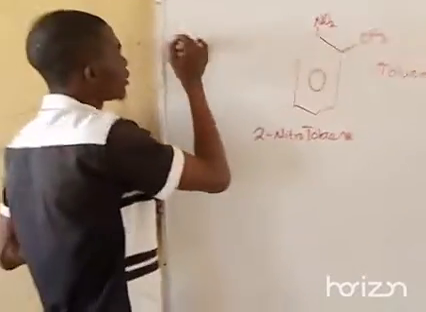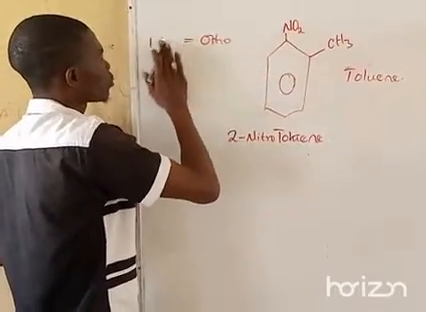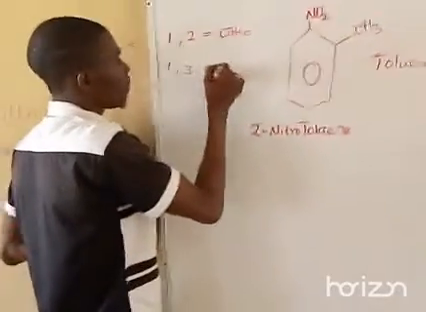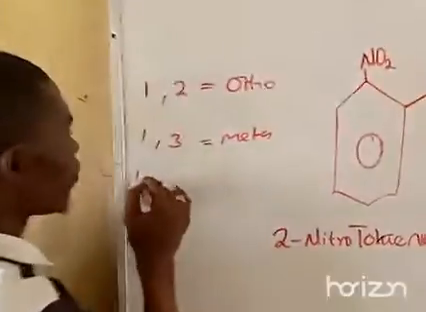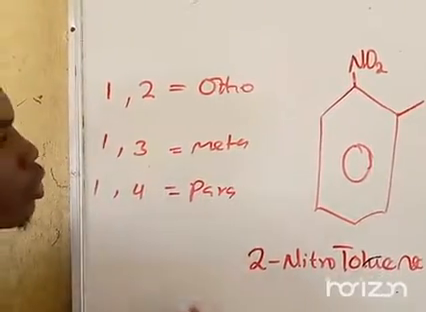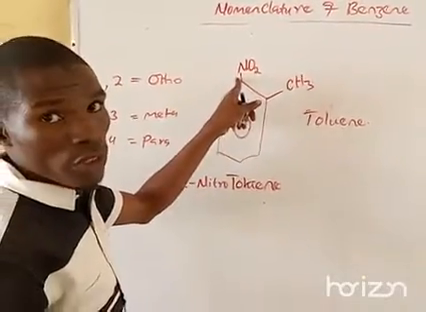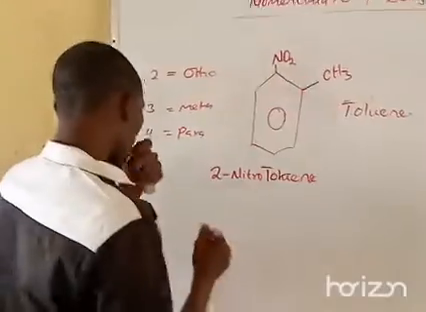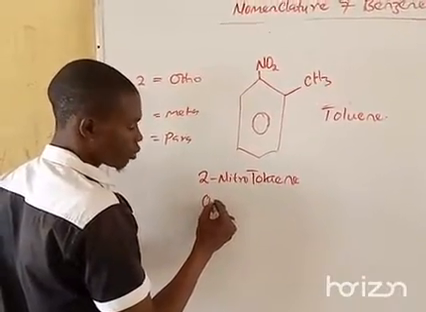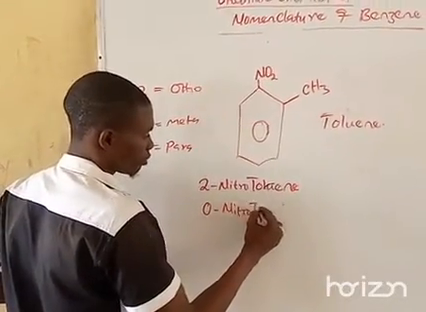So sometimes position 1 and 2 we refer to as ortho, 1,3 meta, 1,4 para. So this is our position 1. Ortho, nitro is in position 2. So we can call it O2. You represent it with O, then you say nitro.